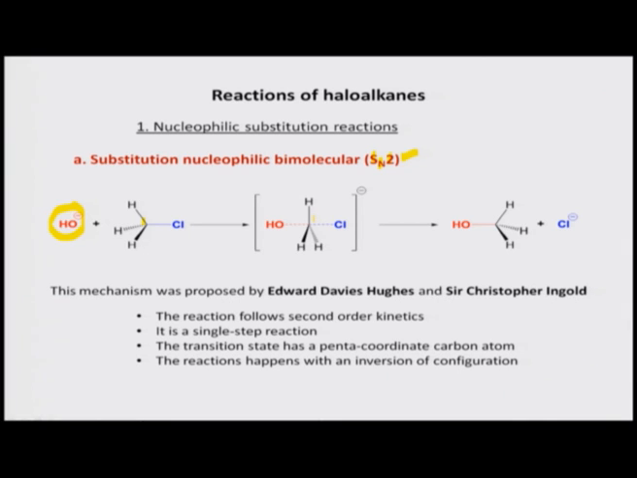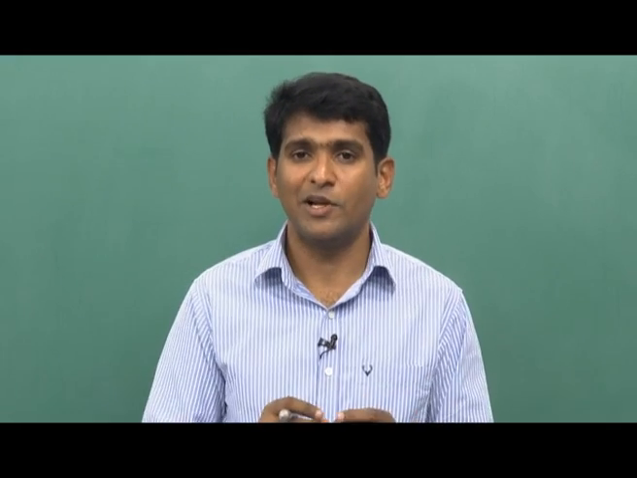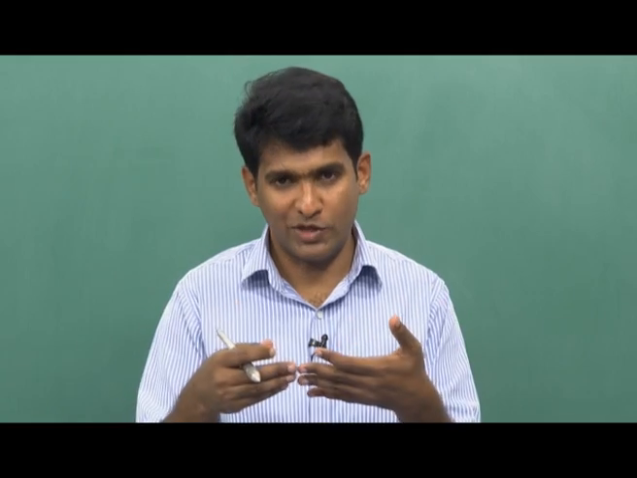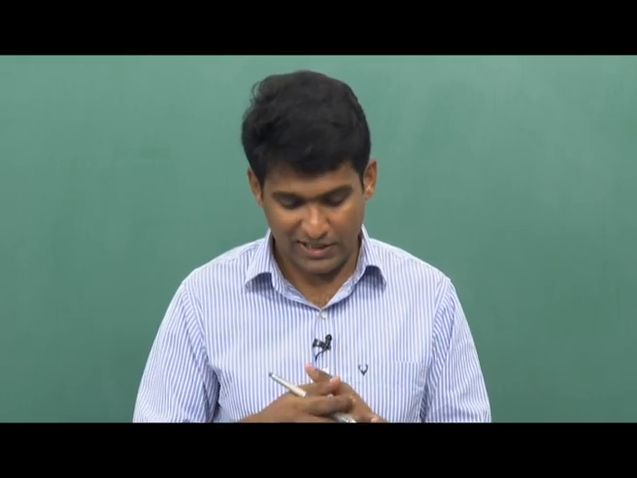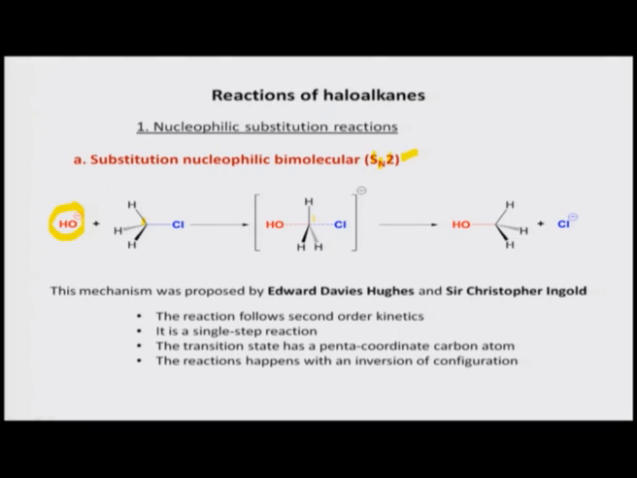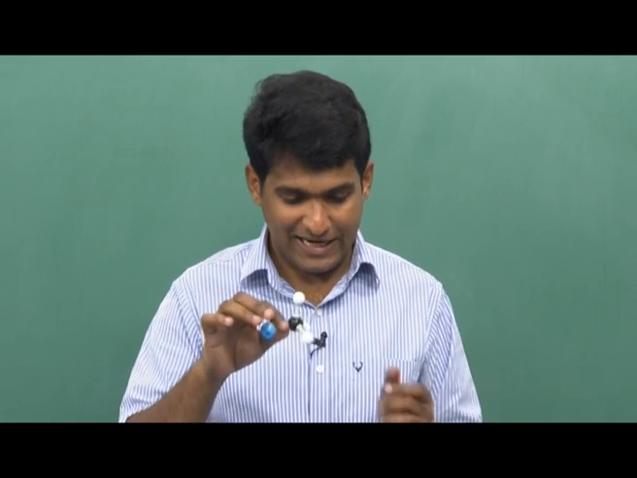And in the transition state, we can assume that the carbon atom is pentacoordinate, that means it has 5 atoms attached to it: 3 hydrogen atoms that we started with, which are present in the methyl group, then the chlorine atom and the nucleophile, all of them bonded to carbon, giving a pentacoordinate carbon atom. Also, this reaction happens with inversion of configuration. So just to tell you what exactly I mean by inversion of configuration, I would use some models to show you how this reaction works.